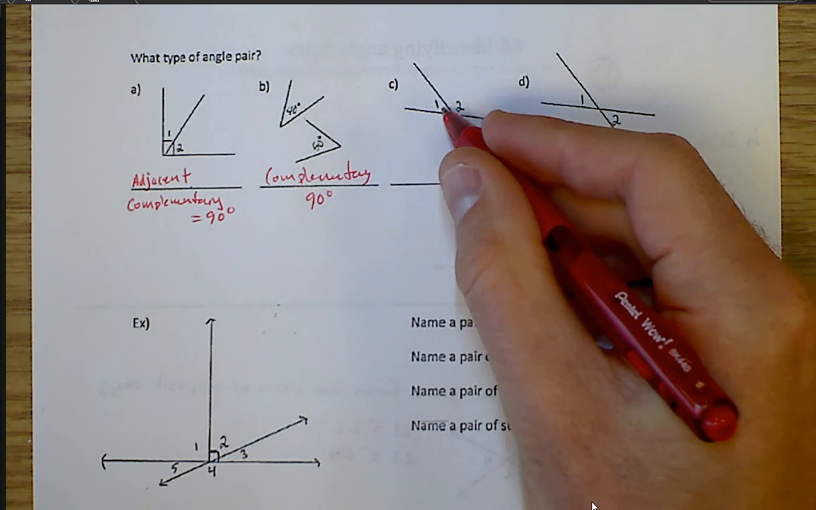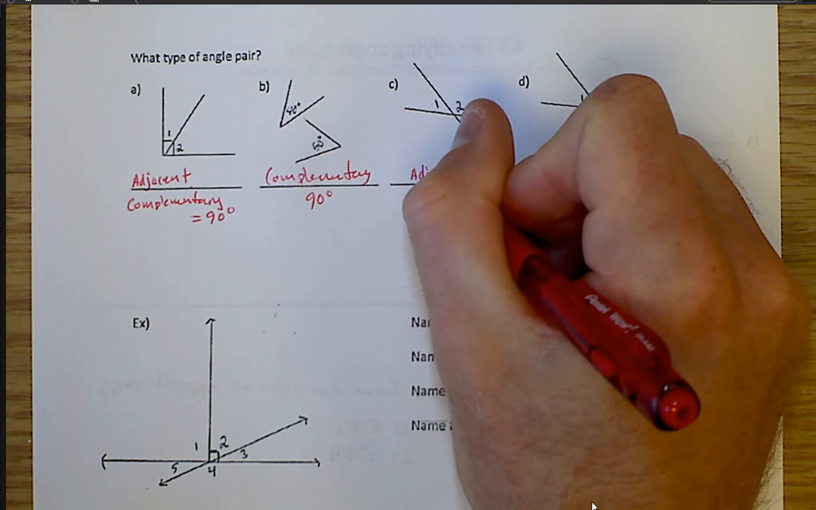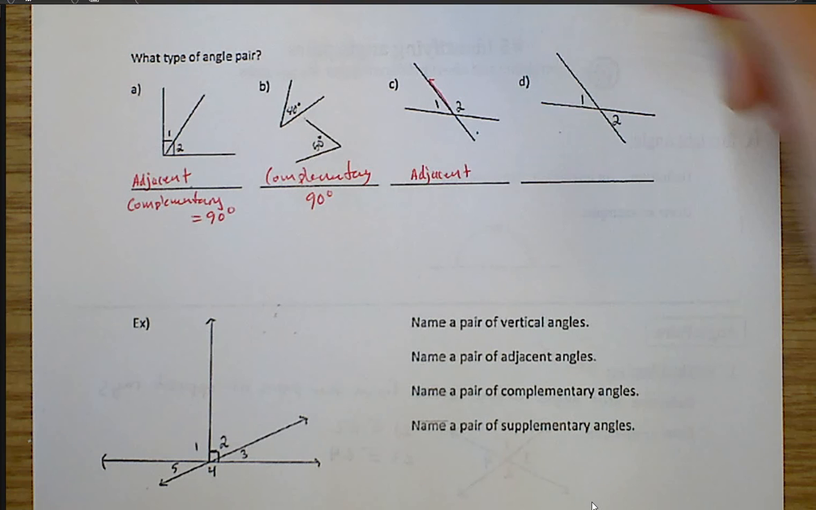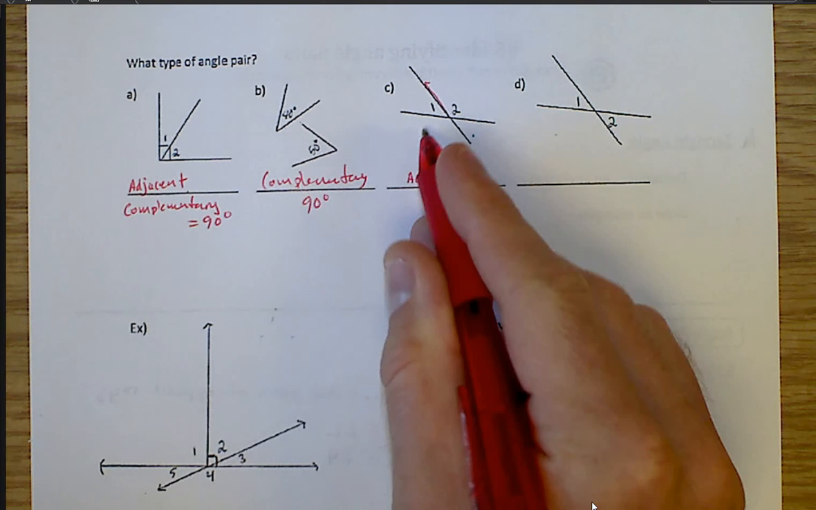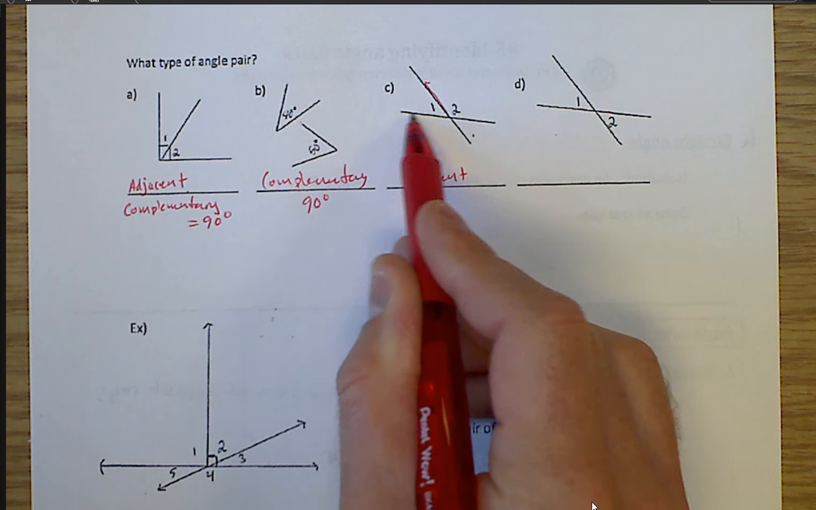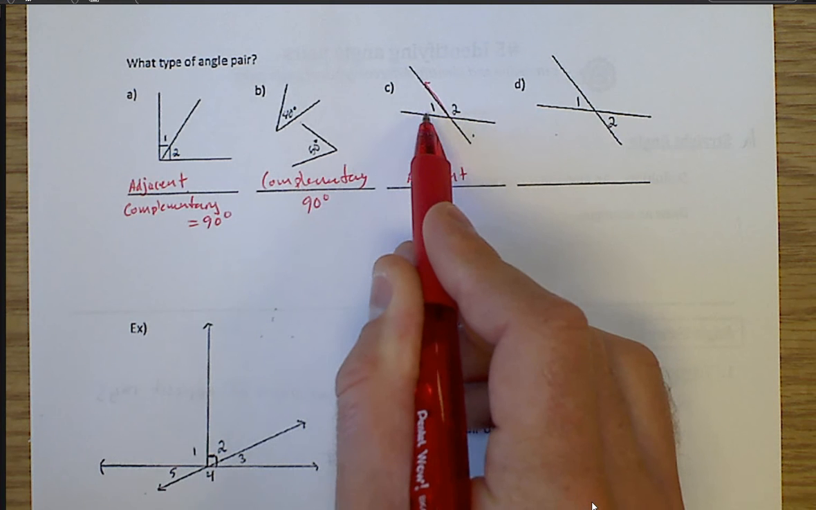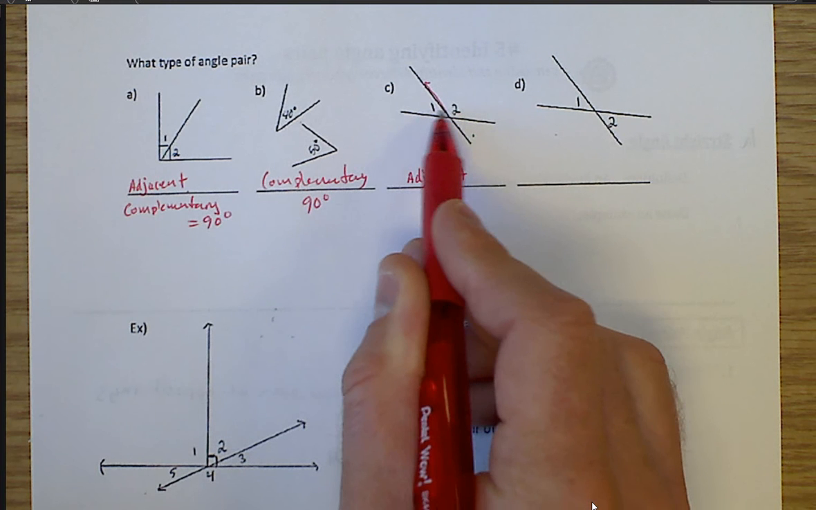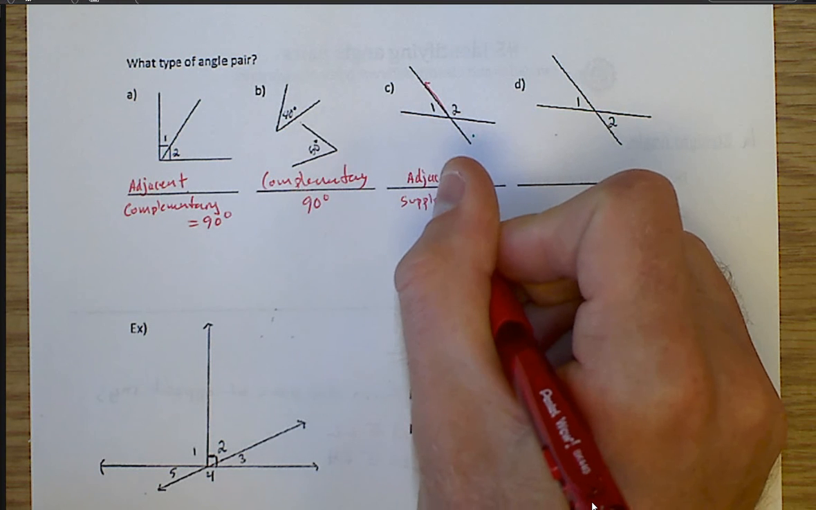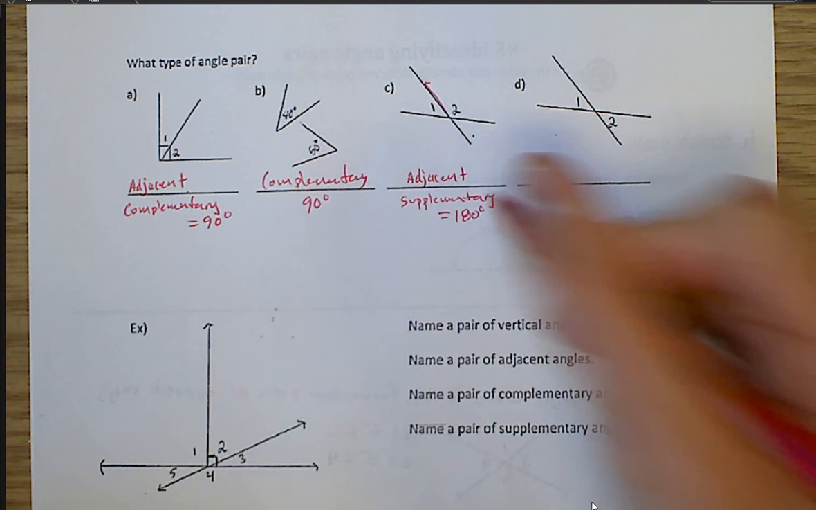Part C, you could say adjacent, right? They share this ray right here in the middle of them. But angles 1 and 2 together, notice they're on a straight line, right? Any straight line is always 180 degrees, so if I added them together, they have to make 180, so we would call those supplementary because they equal 180 degrees, all right?